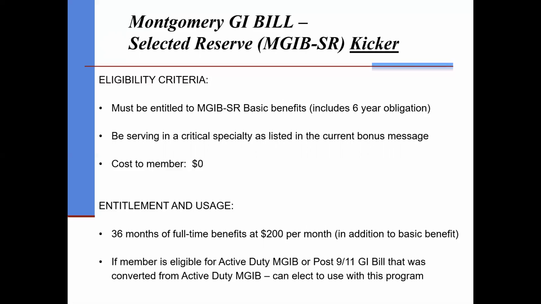If a member is eligible for the active duty Montgomery GI Bill or the Post 9/11 GI Bill that was converted from active duty, the member can elect to use the MGIB with this program.